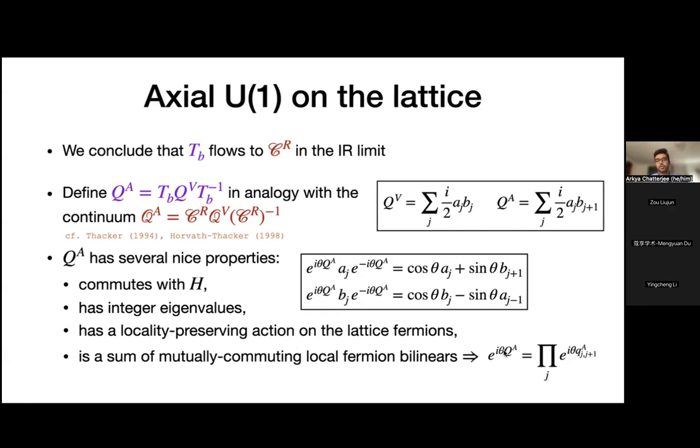In fact, as we showed, since conjugation by TB relates QV and QA, and QV is fully on site, it tells you that there is a unitary transformation, namely TB, which makes this completely on site. So if you're familiar with the slogan of on site means anomaly free, it should tell you that this U1 axial is completely anomaly free.